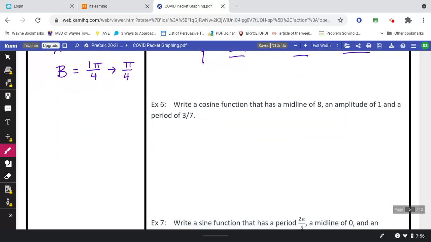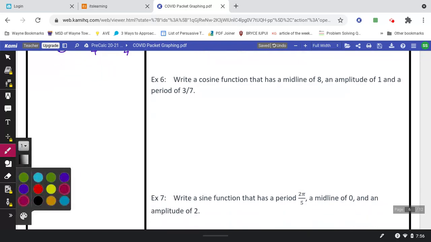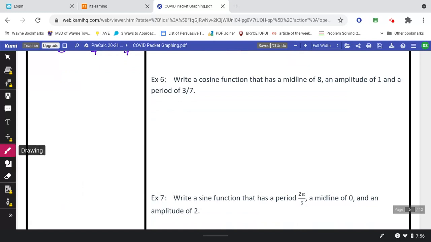Example number 6. Write a cosine function that has a midline of 8, an amplitude of 1, and a period of 3/7. This would be used to help find the b. Take a second now, see if you can try this problem.